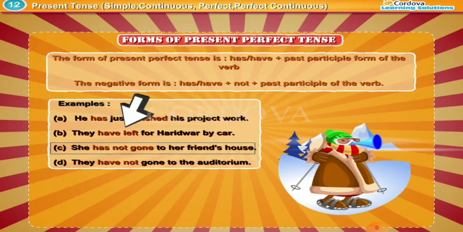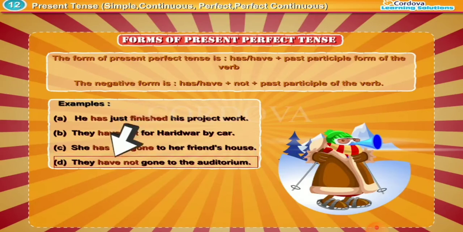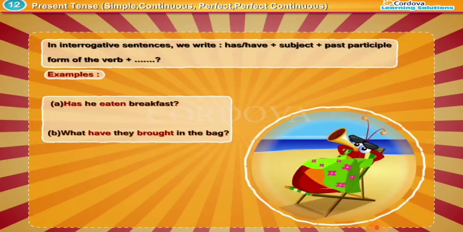They have left for Haridwar by car. She has not gone to her friend's house. They have not gone to the auditorium. In interrogative sentences, we write has, have, plus subject, plus past participle form of the verb.